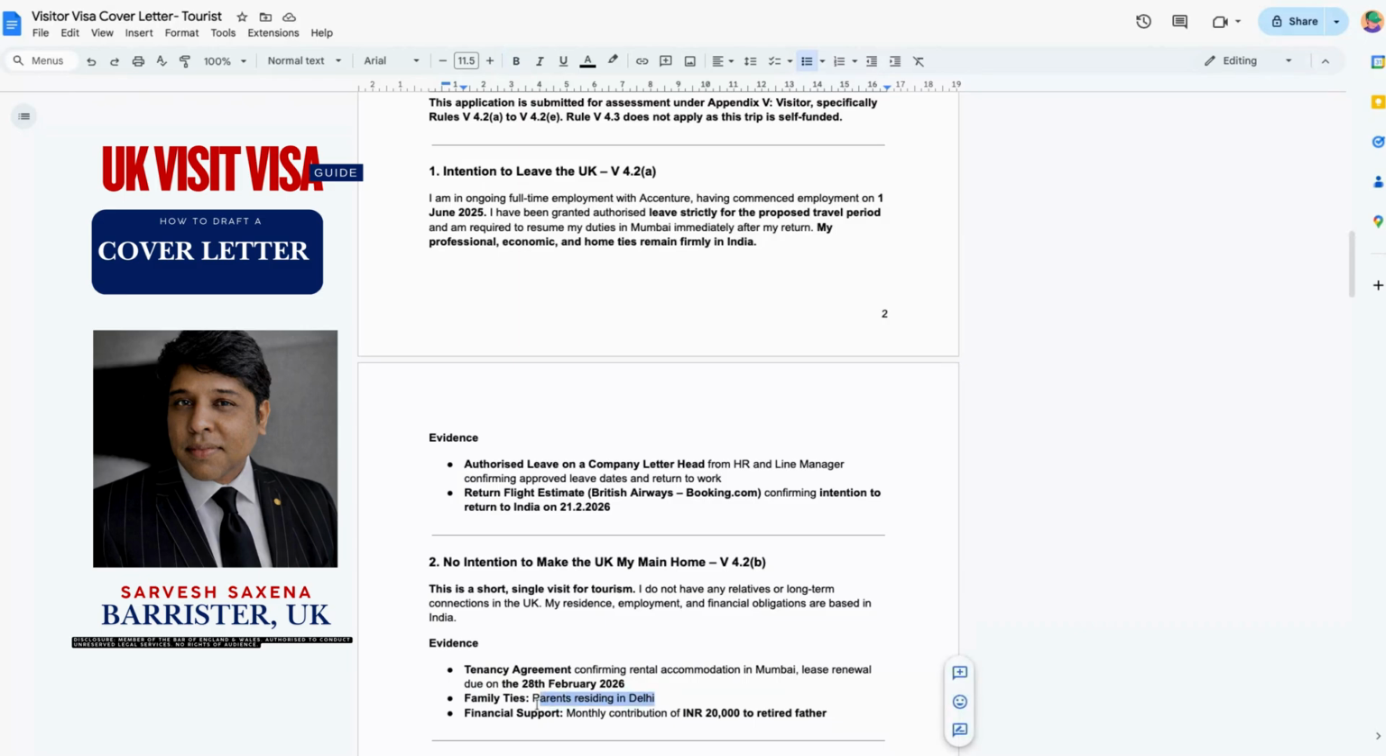Plus, her parents live in Delhi, which she has provided. So provide some photographs and proof that they're actually living in Delhi. Some kind of a bill that is in the name of the parents, and then financial support, a monthly contribution, that she provides 20,000 rupees to her father who's retired. Now, instead of just saying I provide 20,000, please make sure that in your bank statement this actually is a debit in your bank account each and every month. If it is not regular, then you need to mention that.